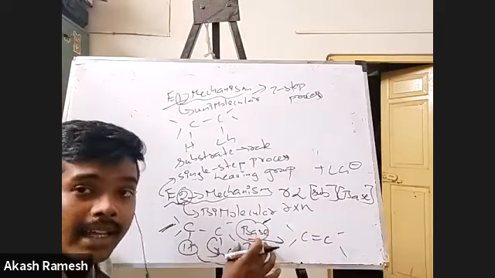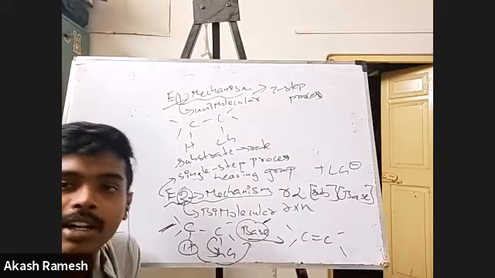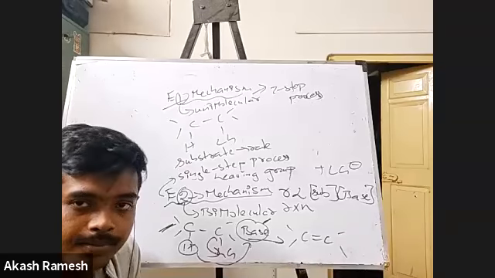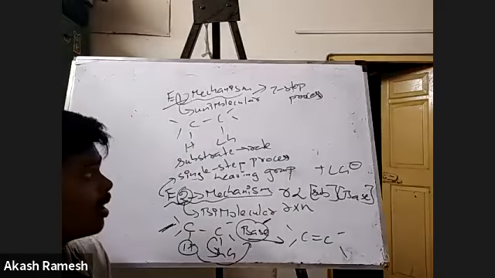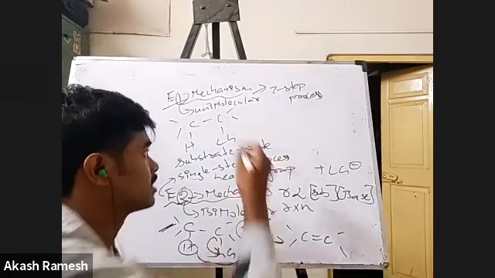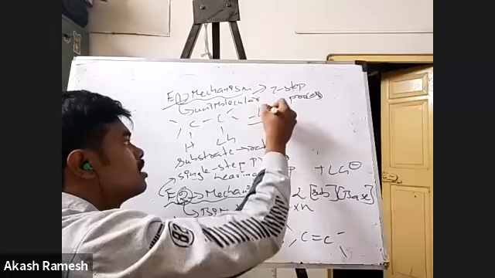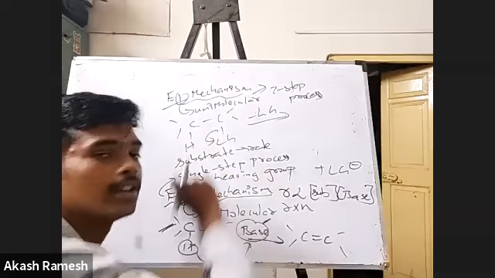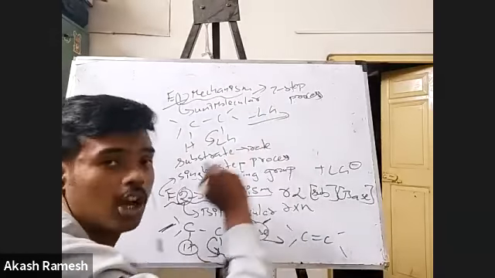What is the other one? The base has no role to play. It is not going to affect the rate of the reaction. Anyways, now I told you that it is going to be a two-step process. Two-step process means the first step is the removal of the leaving group. The leaving group first leaves, taking the negative charge along with it.